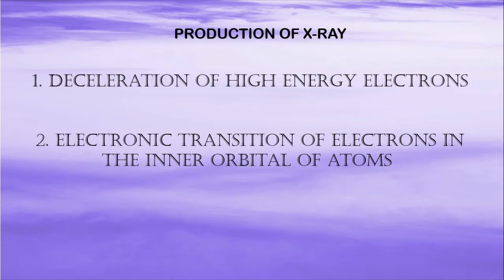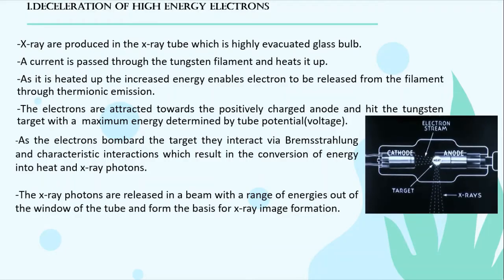X-rays are short-wavelength electromagnetic radiation produced by the deceleration of high-energy electrons, and also produced by the electronic transition of electrons in the inner orbital of an atom. X-rays can be produced in an X-ray tube, a highly evacuated glass bulb. It contains two electrodes, an anode and a cathode. So, how can this tube produce X-rays?